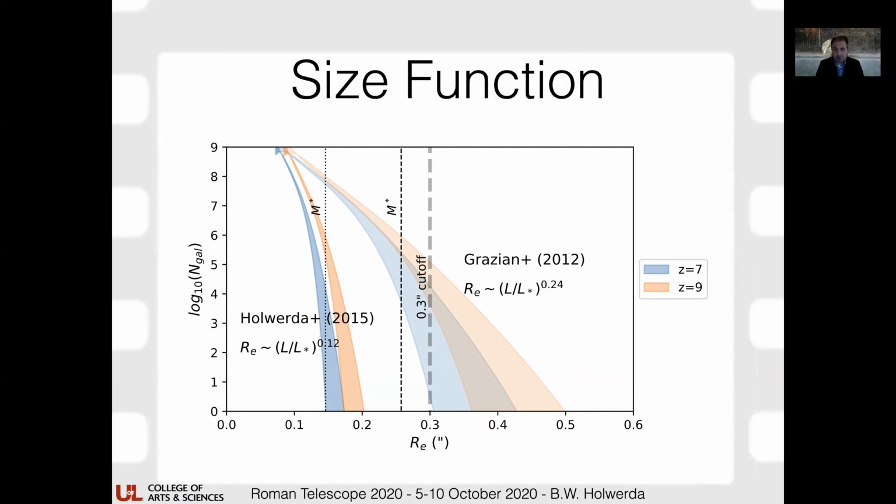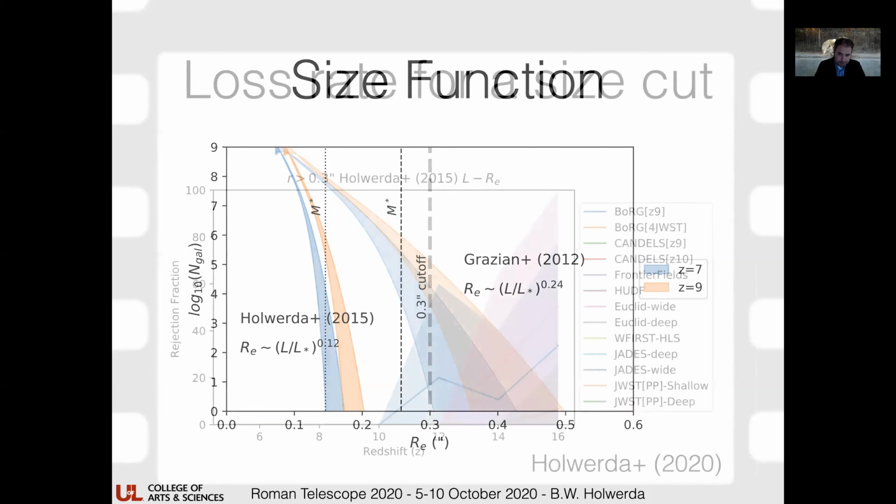So even if you are willing to take the hit of a few rejections at redshift 9, if you assume that the Gratian result is the actual size luminosity relation, your issue is not going to be with the luminosity function because you already sample it beyond m star. So that could be a viable trade-off.